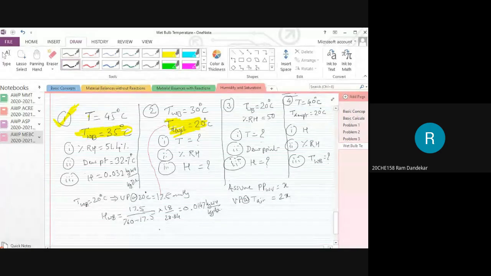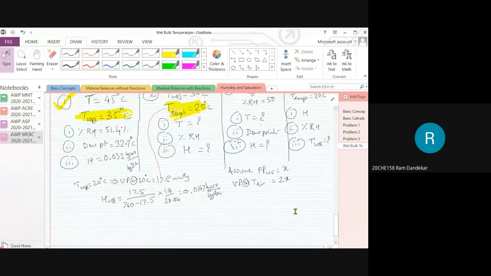Then I calculated the humidity at the temperature of air. How did you calculate that? I took variables. We already know that the vapor pressure is 2x and the partial pressure is x. So correspondingly, the humidity of the air would be x divided by 760 minus x, into 18 divided by 28.84. Is that right? Yes, sir, that's correct.